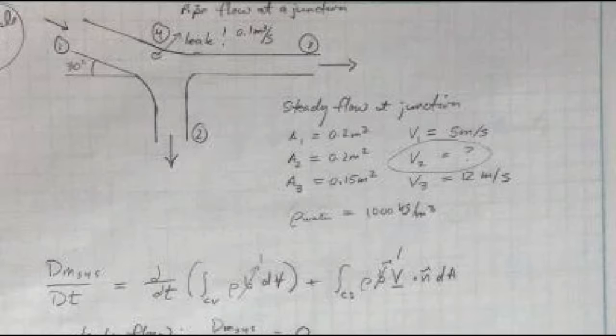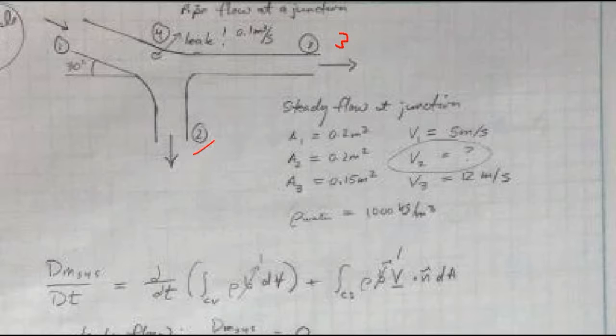Okay, let's look at another Reynolds transport theorem problem for the conservation of mass. Here we've got a pipe network, an in and out fork of a pipe. We've got a velocity coming in at 1, and coming out at 2 here, and this is 3 over here.